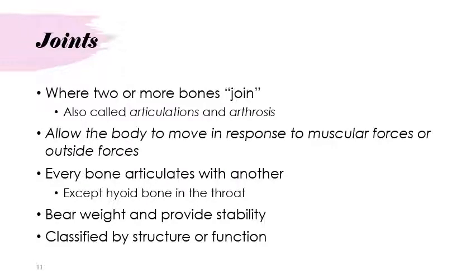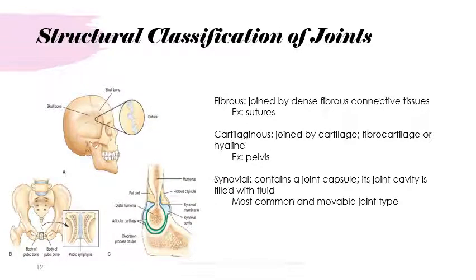So on the bottom of page 376, we have this little view of some examples of the different types of joints. We can see on the top of 376 and on 377 that joints can be classified by their structure or their function.